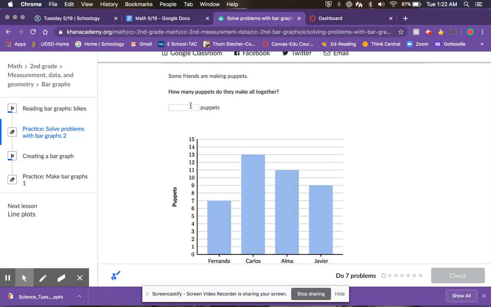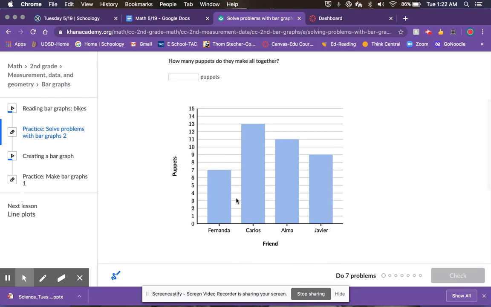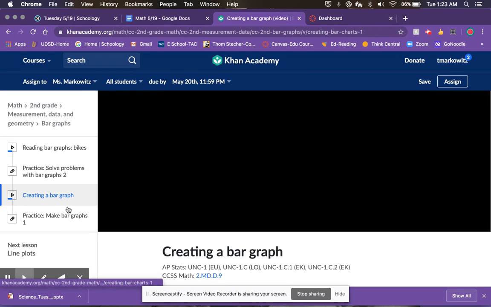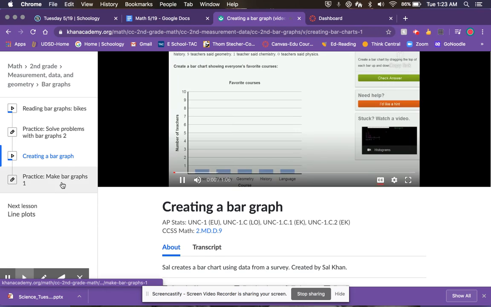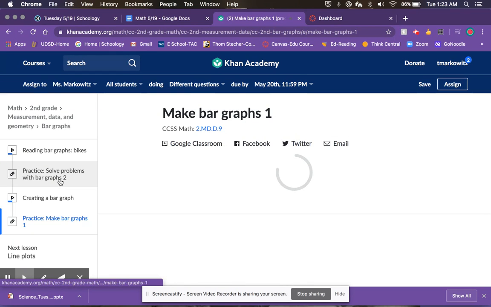Okay, and then what you'll do, you'll type this one, you have to type your answer. So it's how many puppets do they make all together? You know what those words are. Fernanda, Carlos, Alma, and Javier. These are the friends' names. The number of puppets is up the side here. All right, so you'd have to count that up and click check. Then you would create one. There's a little video for you. And then you practice making one.